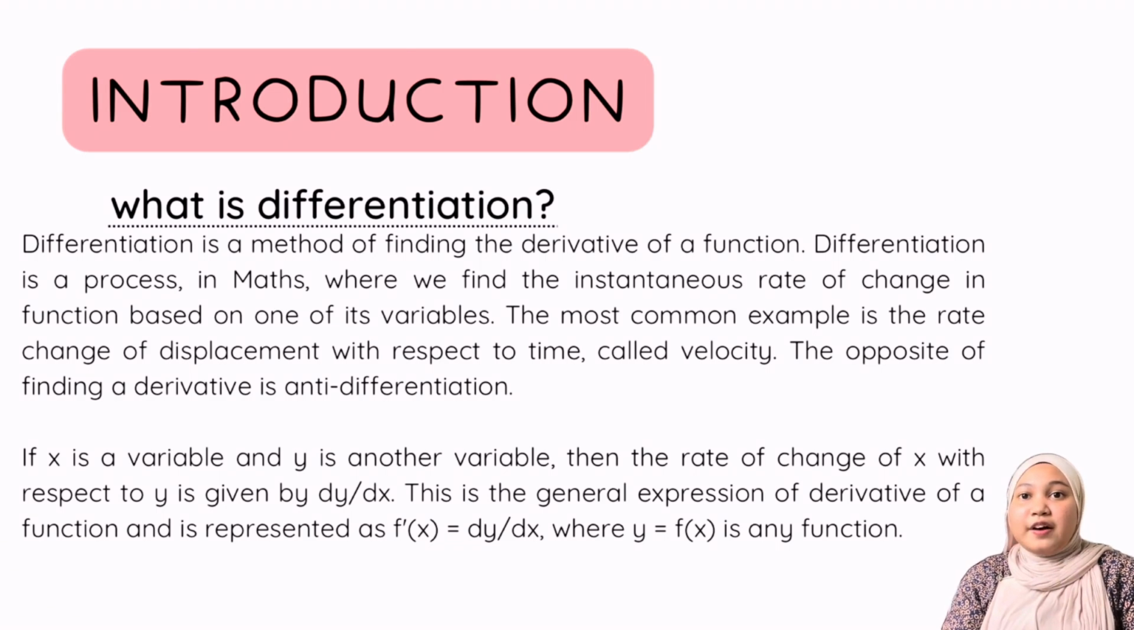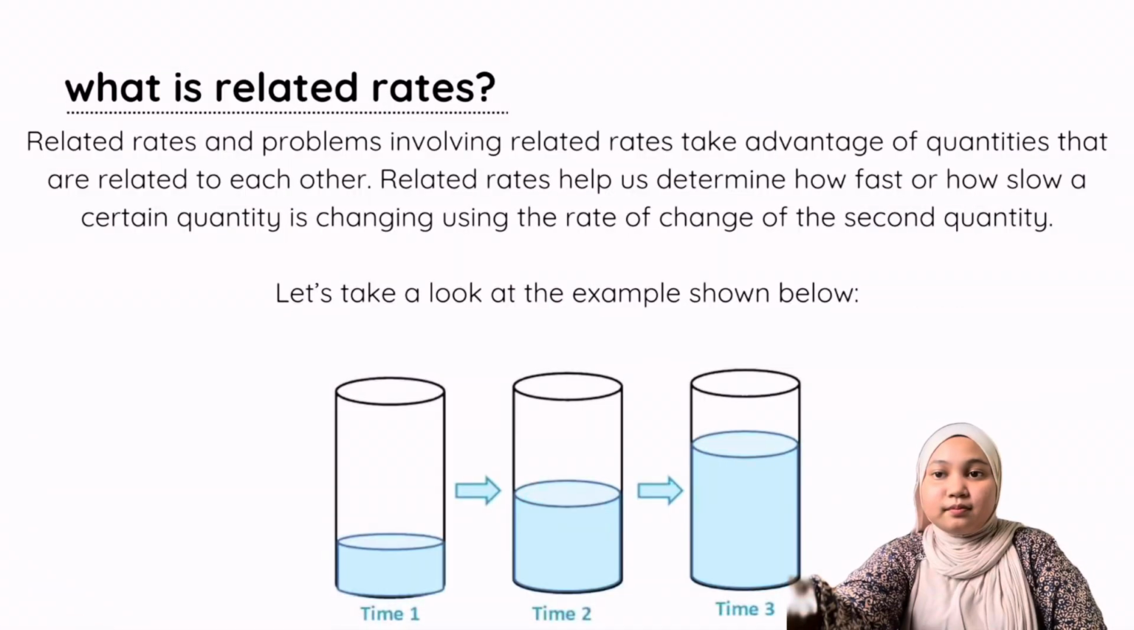The opposite of finding a derivative is anti-differentiation. If x is a variable and y is another variable, then the rate of change of x with respect to y is given by dy/dx. This is the general expression of the derivative of a function and is represented as f'(x) = dy/dx, where y = f(x) is any function.